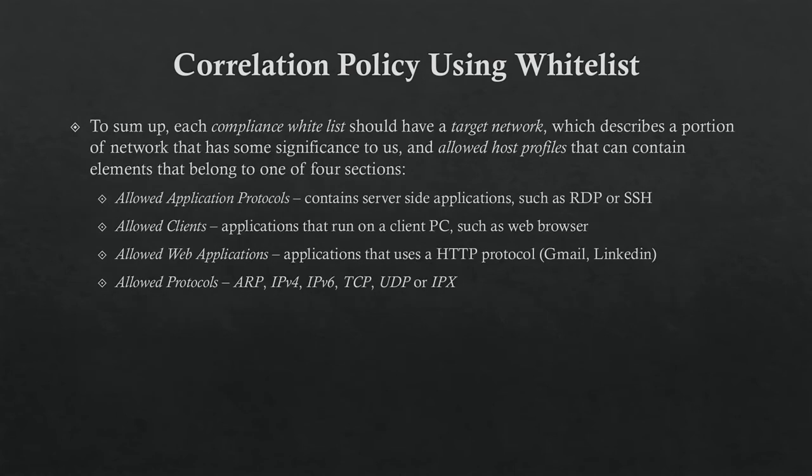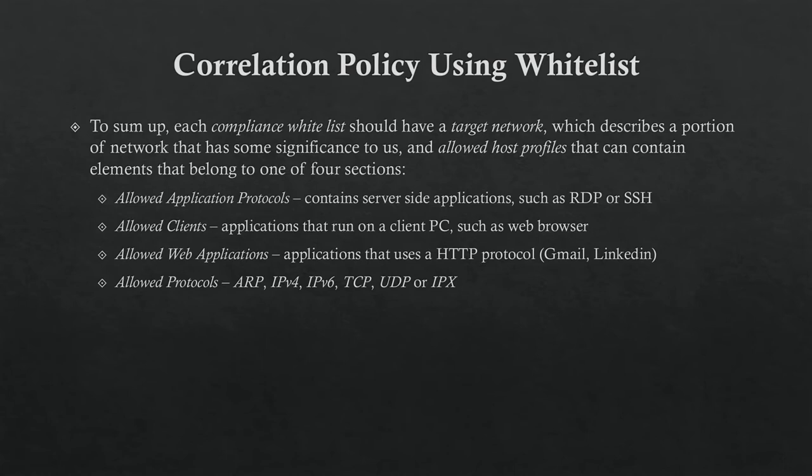To sum up, the compliance whitelist should have a target network, which describes a portion of the network that has some significance to us, and an allowed host profile that can contain elements belonging to one of four sections. In the host profile, we see four sections: allowed application protocols, such as SSH or RDP. If you put it there, it will be in the compliance whitelist. If you don't put it, it will be considered a violation.